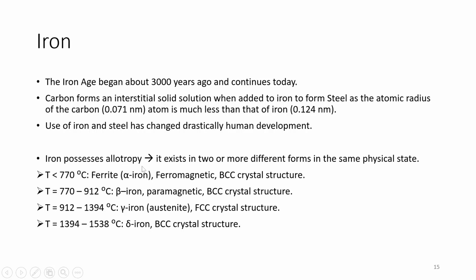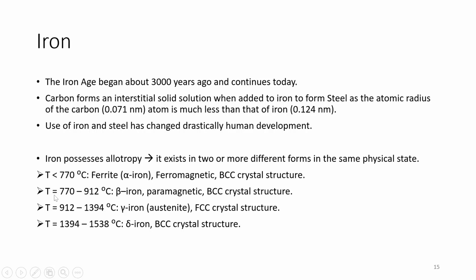Now, iron possesses allotropy, which means it exists in two or more different forms in the same physical state. So when it's in solid state, it still has different forms, different crystal structures. It can be in BCC and FCC structure. At temperatures less than 770 degrees Celsius, it will be in alpha form. This is ferrite, alpha iron. It will be ferromagnetic in nature, so it will attract magnets, and it will have a BCC crystal structure, body centered cubic.